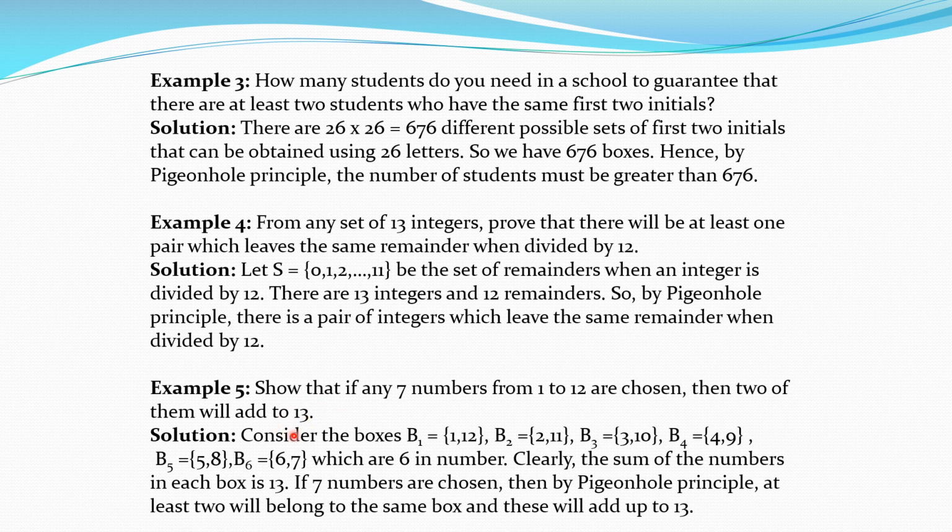So one of the boxes must be repeated. It means we have to select 2 numbers from one box. And if we are selecting 2 numbers from one box, then their addition is equal to 13, because for any 2 numbers in that box, their addition is 13. So by pigeonhole principle, if any 7 numbers from 1 to 12 are chosen, then 2 of them will add to 13.